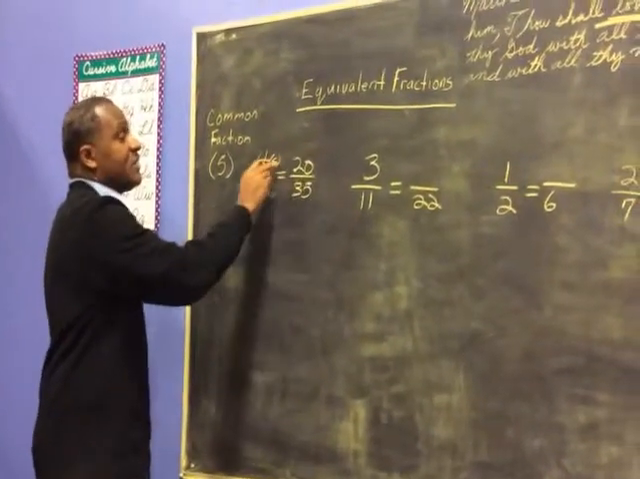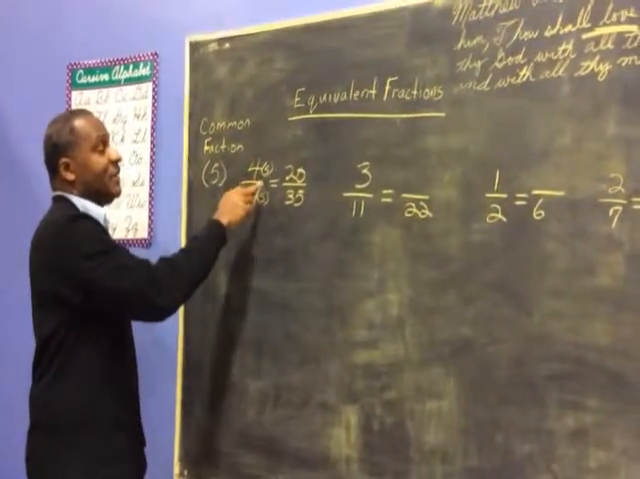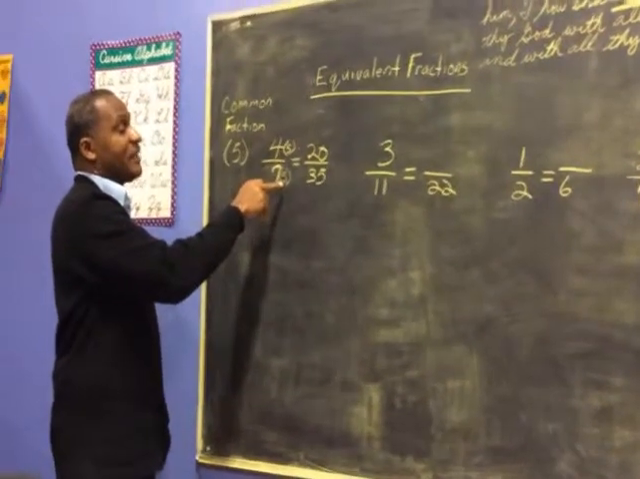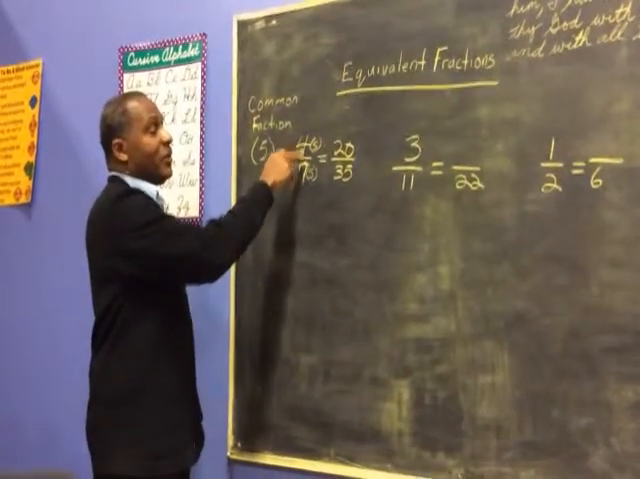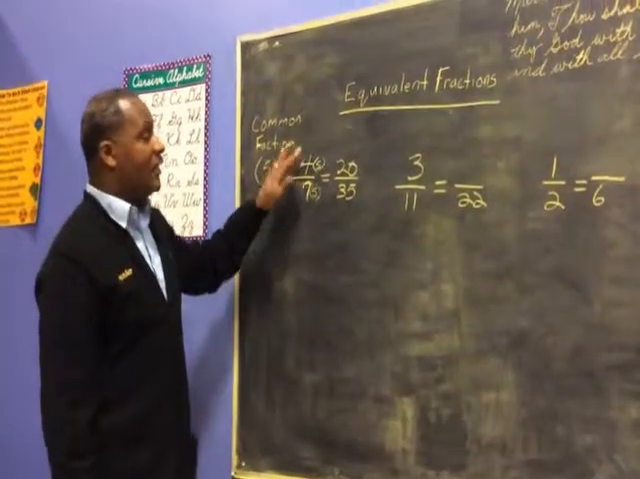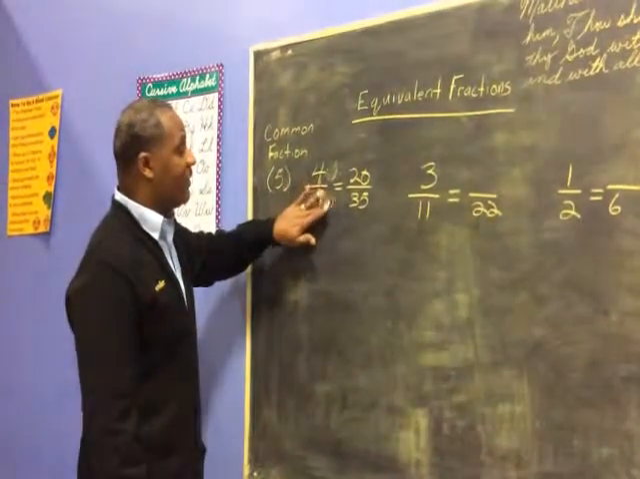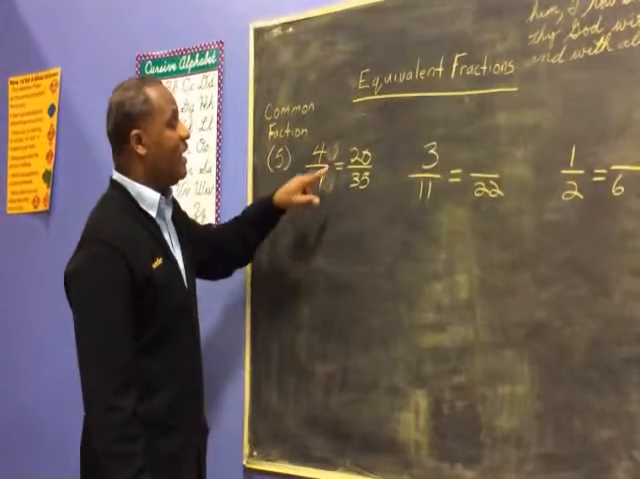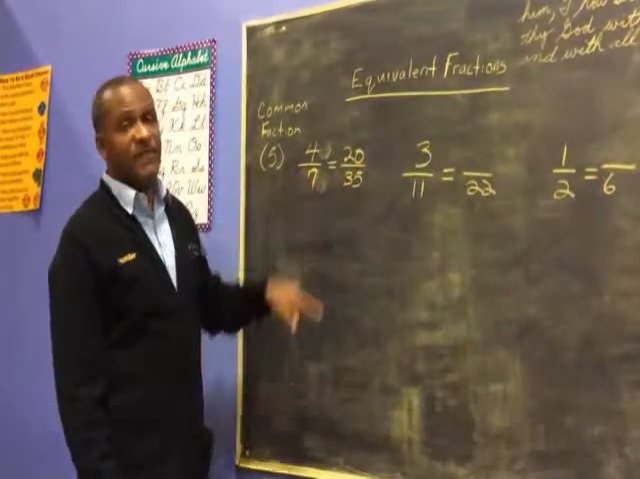So we just simply use this same number, this common factor, and we multiply the common factor times the numerator and denominator, and it's going to give us the equivalent fraction. So the equivalent fraction for 4 over 7 is 20 over 35.